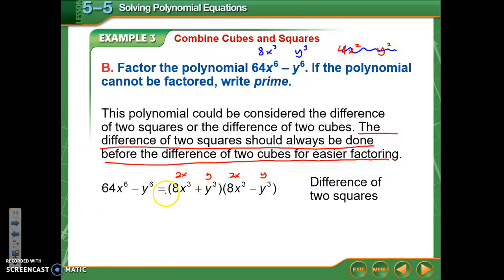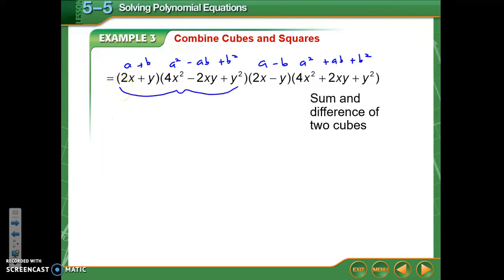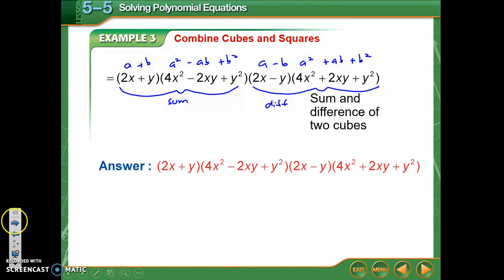So I'm going to use the sum of cubes formula here and the difference of cubes formula here to break it down like this. So these first two factors come from factoring the sum of cubes, and these second two factors come from factoring the difference of two cubes. And that would be, in this case, my final answer. I cannot factor any further.